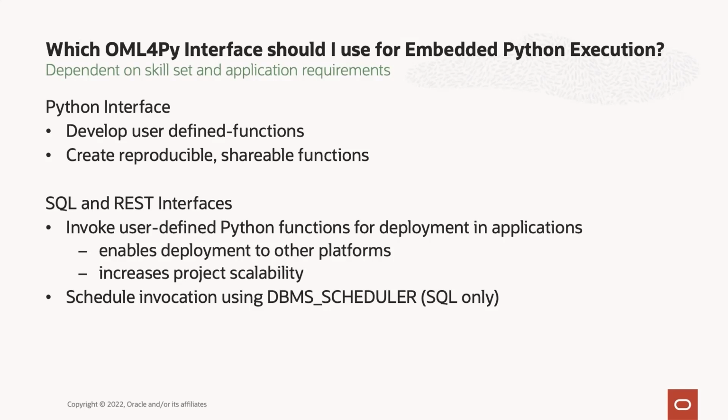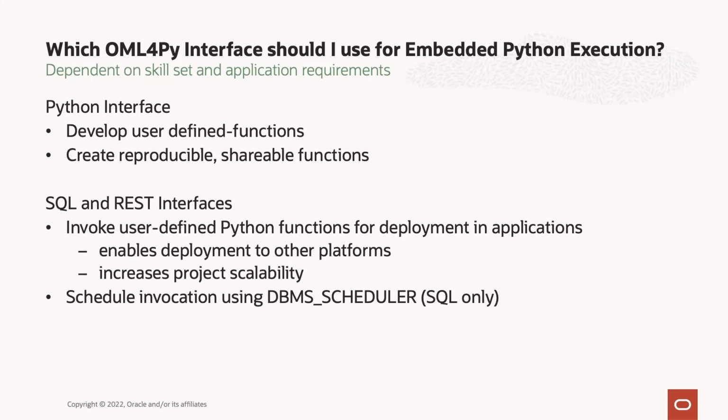So at this point, you may be wondering which OML4Py interface should I use at this time? You can use the Python interface to develop your functions and create reproducible, shareable scripts, and then use the SQL and REST interfaces to deploy these scripts and applications. For example, you can first develop and share your own Python functions, including third-party code in the Python interface, and then leverage the parallelism and scalability of the database through embedded Python execution in Python or SQL.